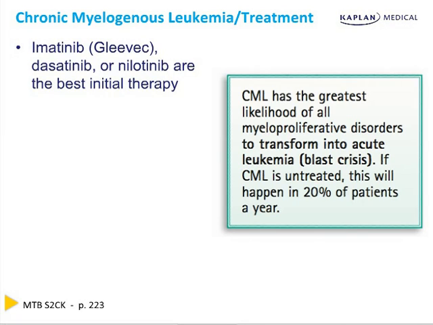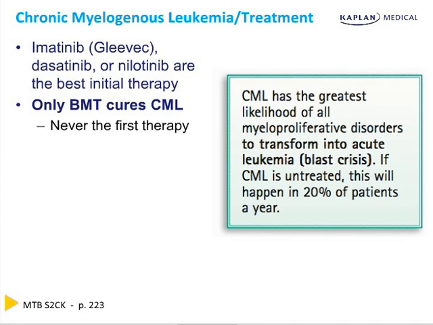They take a disorder, CML, that was almost 100% fatal at 5 years and make it almost 100% survivable at 5 years. Wow. So if the question says initial therapy, it's imatinib, dasatinib, nilotinib. If the question says, what cures it, only bone marrow transplant will cure CML. However, bone marrow transplant is never the first therapy. It is the cure, but it's not first, and we generally don't use it anymore.